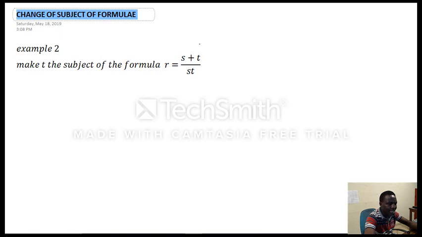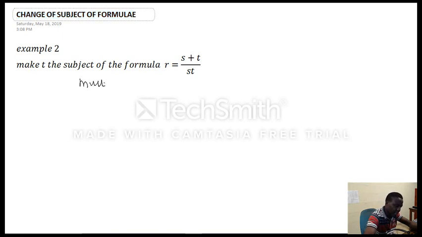So when you have an equation like this where the right hand side is a fraction and the left hand side is a variable, all you need to do is to first of all clear the fractions. And how do you clear the fractions? You clear the fraction by doing the opposite of division, and the opposite of division is what? Multiplication. So we are going to multiply both sides by the denominator.